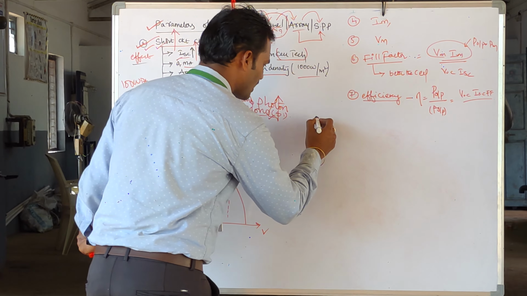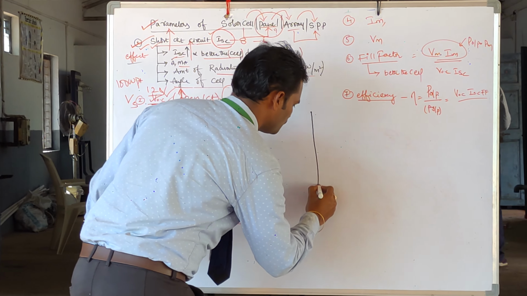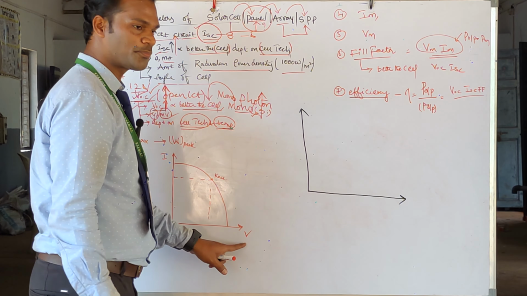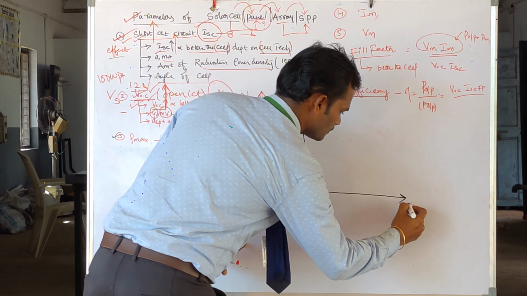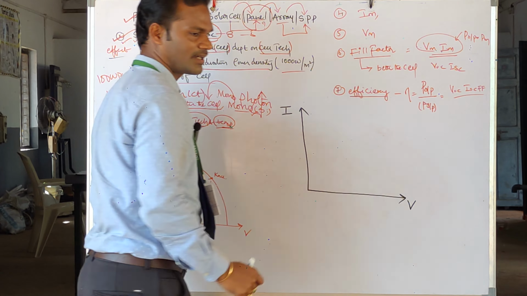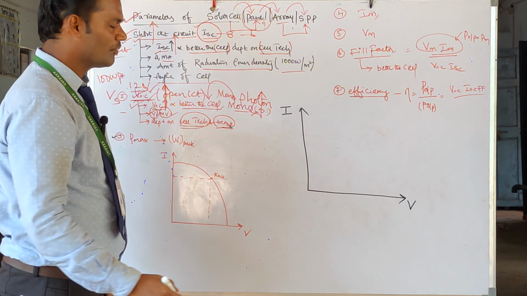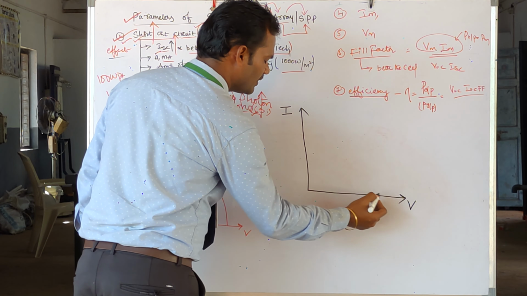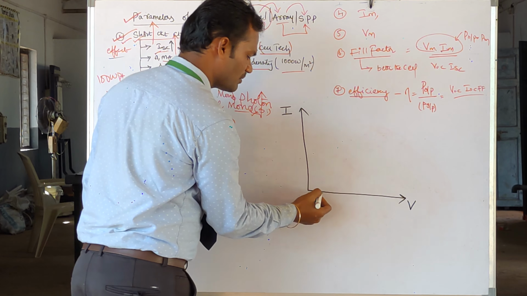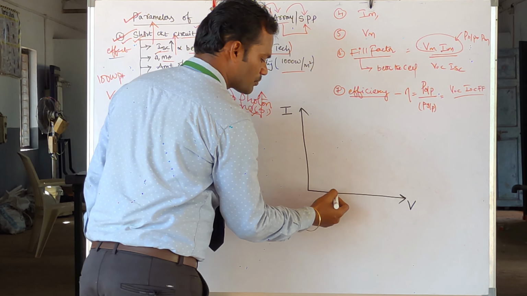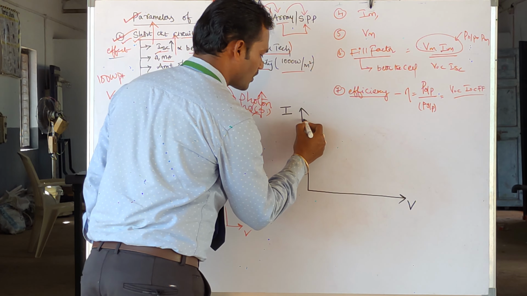So, to be more clear, I am drawing a diagram here. On the x-axis I am going to take voltage, and on the y-axis I am going to plot the current. Now when you perform these characteristics, generally for different voltage levels, for example solar radiation you applied, you will get some voltage, and then the curve will start at this point.